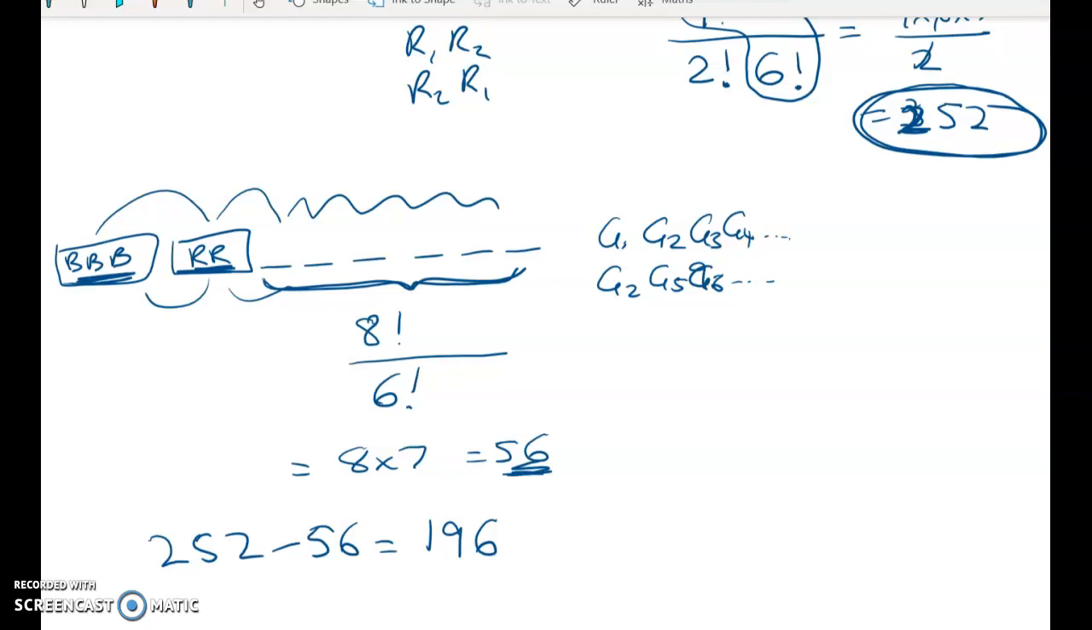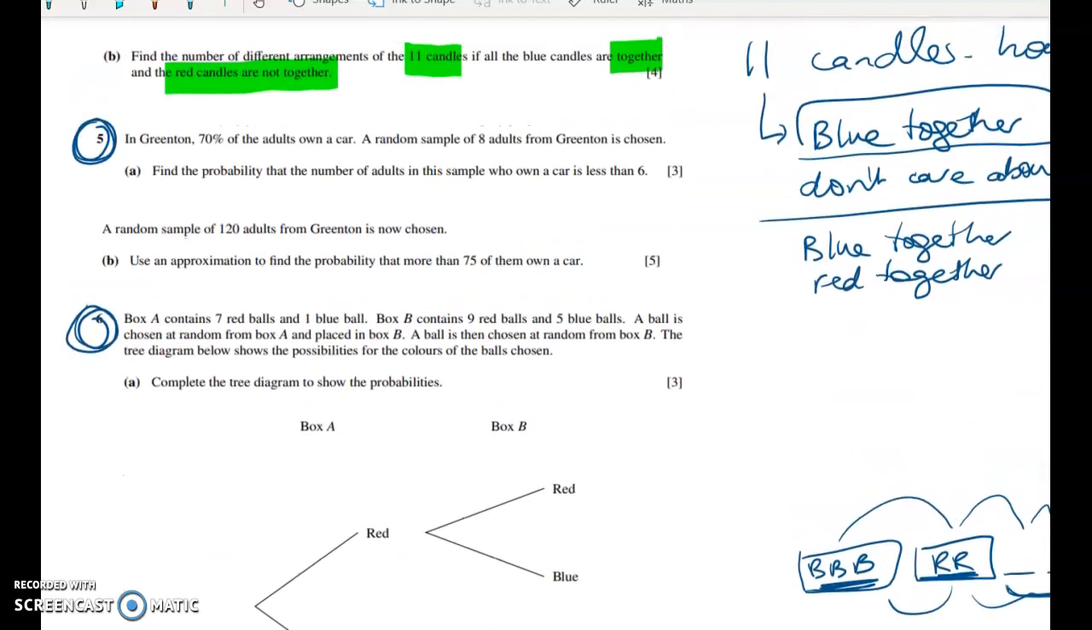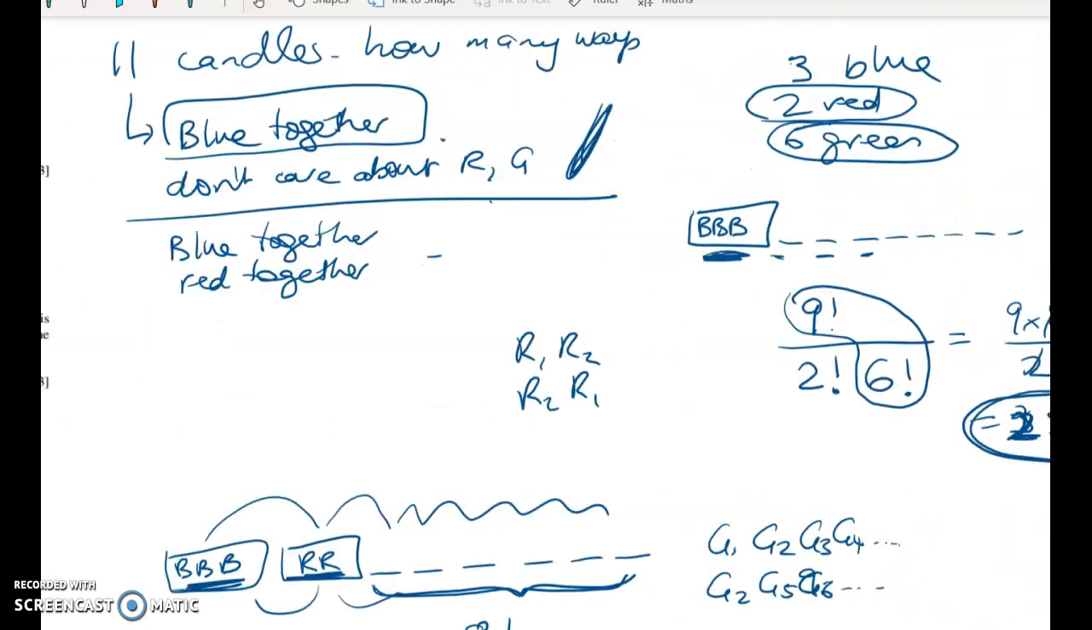Right, let's have a look at question 5, much easier. So here we've got 70% of adults in Greenton owning a car, and we've got a random sample of 8 adults from Greenton is chosen. At this point, you should be thinking binomial distribution, right? I've got a fixed number of things, 8 adults, and I've got a probability of success, which is 70%. So we have to figure out the probability that the number of adults in the sample who own a car is less than 6.